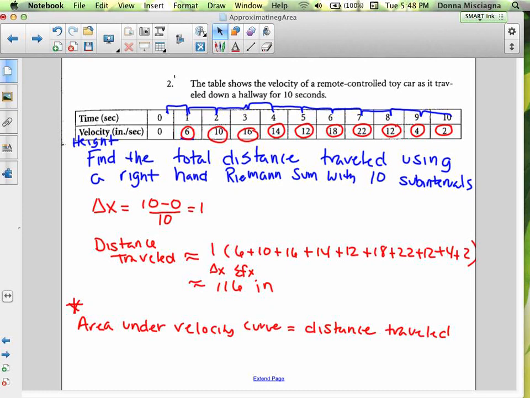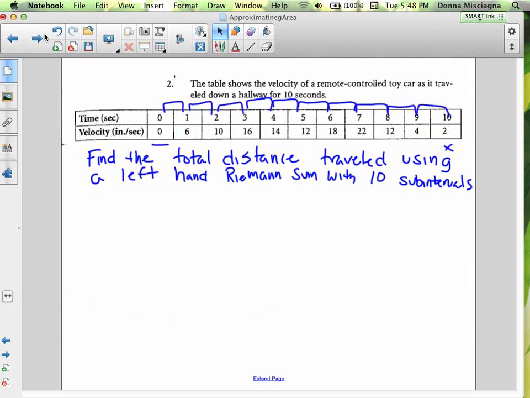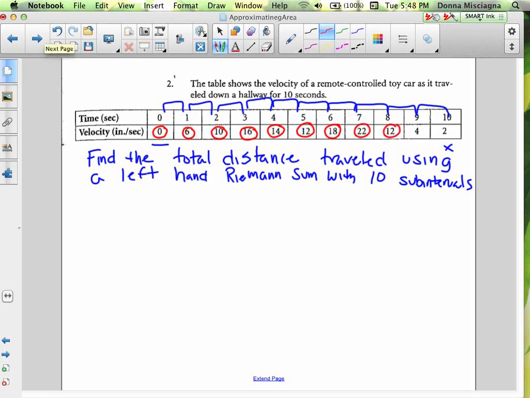Let's do the same thing with a left-hand Riemann sum. Same problem, same rectangles. We're just taking the left-hand value rather than the right-hand value. So there's our first rectangle, second rectangle. You see them all drawn in. Third, fourth, fifth, sixth, 7, 8, wait, 1, 2, 3, 4, 5, 6, 7, 8, 9, 10. Somewhere I must have not circled and not counted.